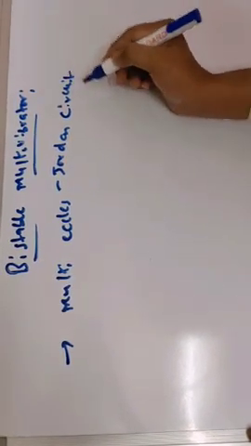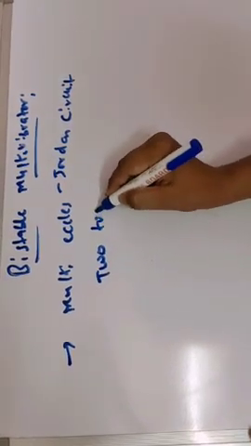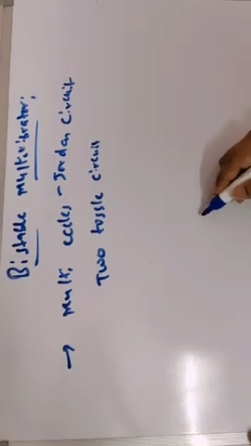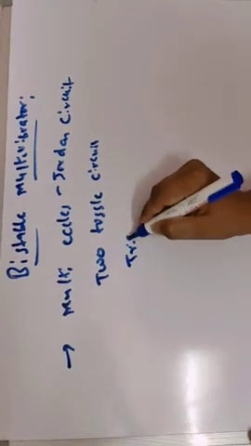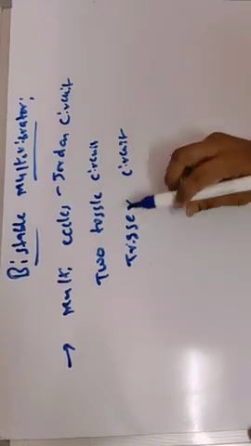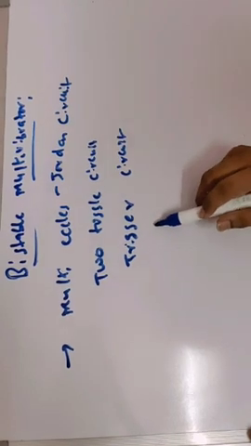This is named after its inventors, and it is also called a toggle circuit because it changes from one state to another state whenever we apply a triggering signal. So it is also called a trigger circuit. The other names for the bistable multivibrator are the Eccles-Jordan circuit, named after its inventors, toggle circuit, or trigger circuit.